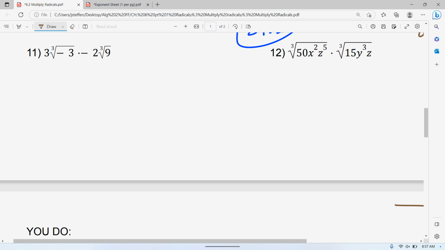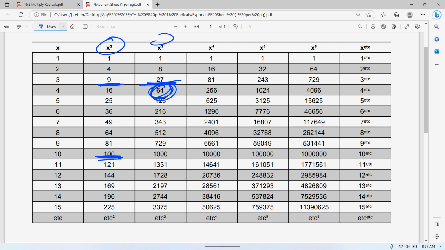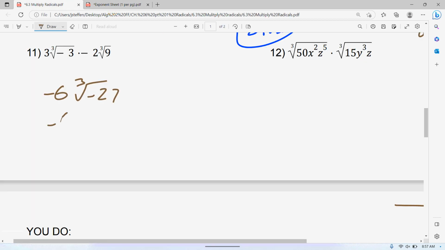Number 11, 3 times negative 2 is negative 6. Negative 3 times 9 is negative 27. Remember, that's okay because it's the third root. And the third root of 27. Oh, that's on our list, so that's really awesome. The third root of 27 is 3. So that's negative 6 times negative 3, which is positive. That one's a little bit easier.